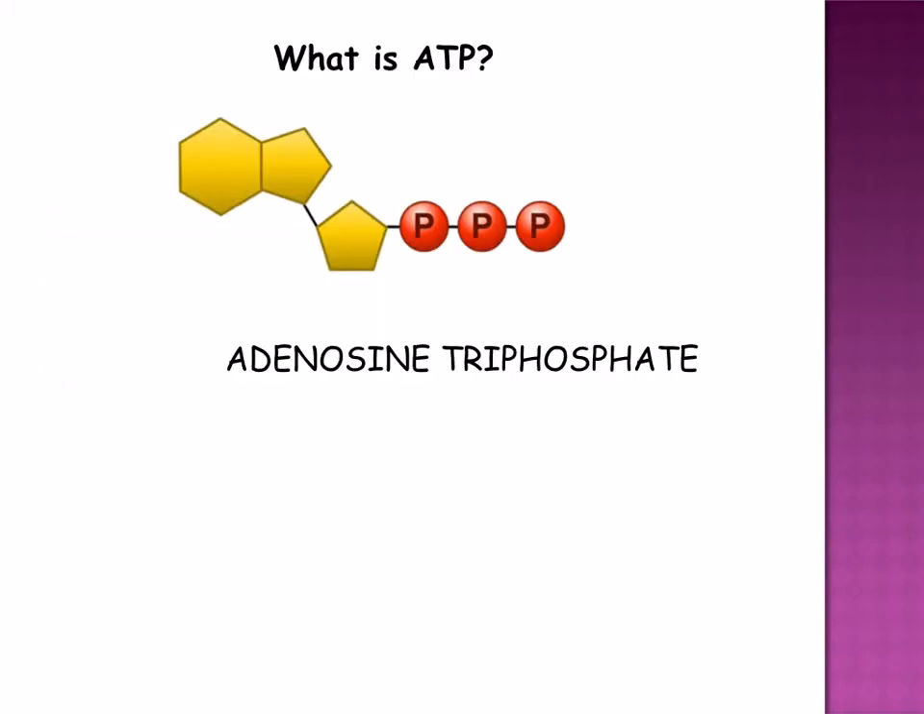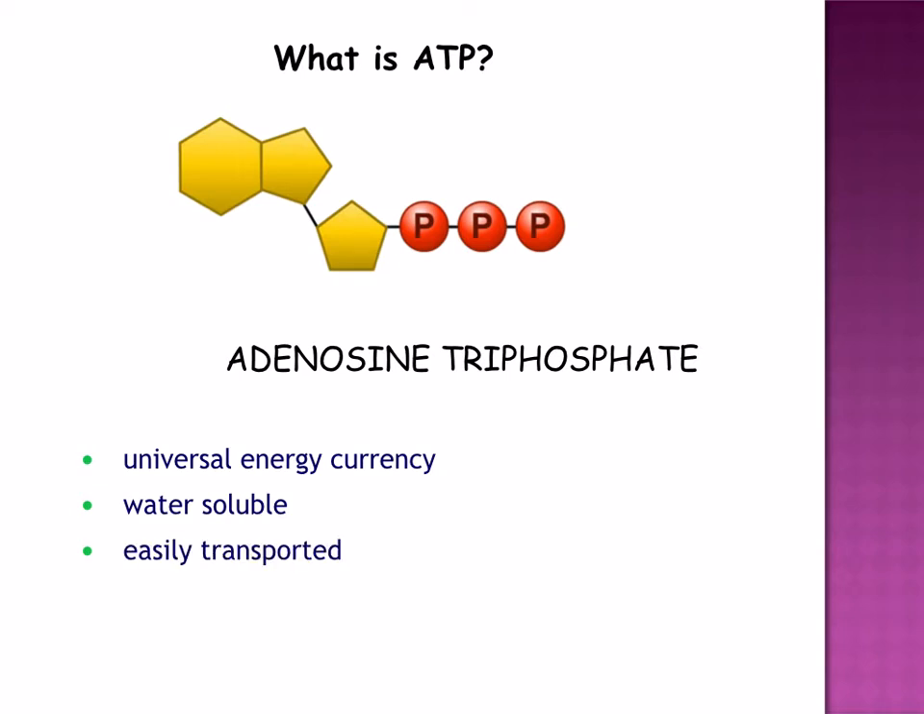So what is ATP? Well, it's the universal energy currency of all cells. Almost every energy requiring process uses ATP. It's a very small water-soluble molecule, so it's easily transported around the cell. And it stands for adenosine triphosphate.